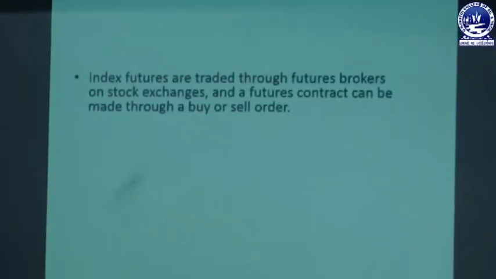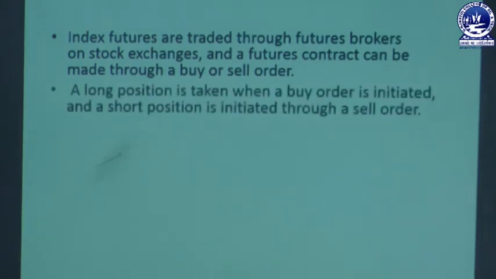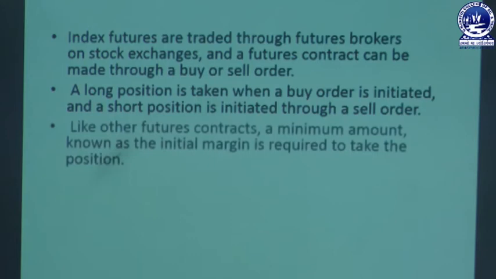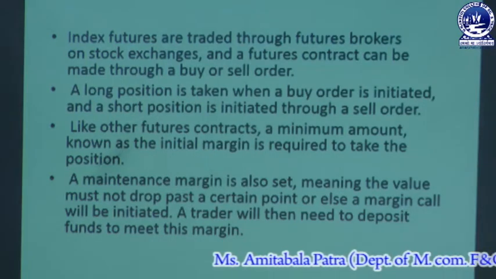Index futures are traded through futures brokers on stock exchanges, and a futures contract can be made through a buy or sell order. A long position is taken when a buy order is initiated, and a short position is initiated through a sell order. Like other futures contracts, a minimum amount known as the initial margin is also required to take the position, and a maintenance margin is also set, meaning the value must not drop past a certain point, or else a margin call will be initiated, and the trader will then need to deposit funds to meet this margin. So that is what is happening with other futures contracts also.